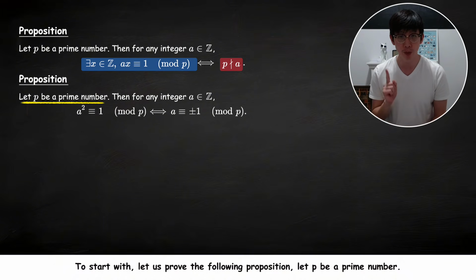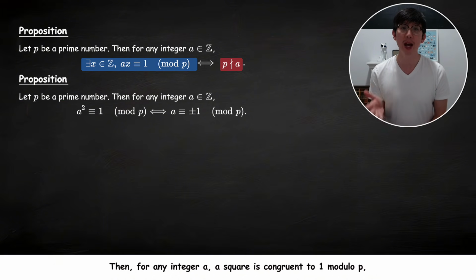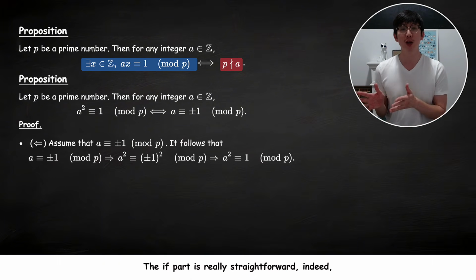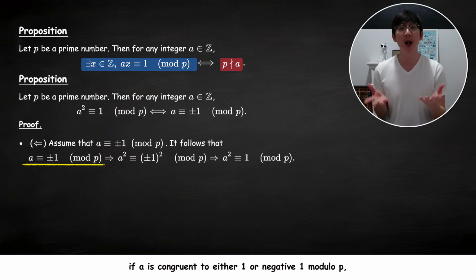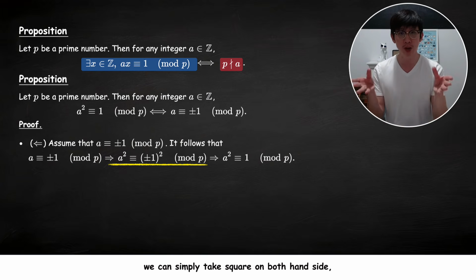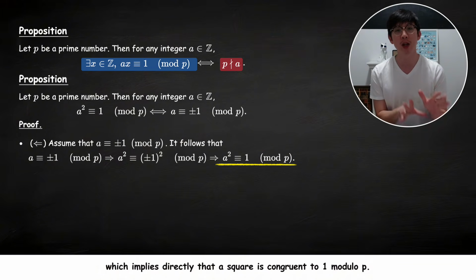Let p be a prime number. Then, for any integer a, a squared is congruent to 1 modulo p if and only if a is congruent to either 1 or -1 modulo p. The if part is really straightforward. Indeed, if a is congruent to either 1 or -1 modulo p, we can simply take square on both hand sides, which implies directly that a squared is congruent to 1 modulo p.